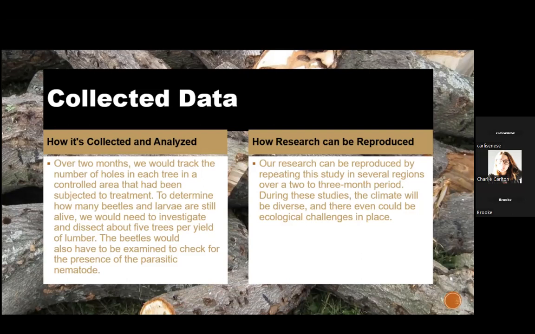And our data would then be analyzed by using graphs that determine how long and how many Asian longhorn beetles and nematodes are collected over the 2-month period of the study. And our research can be reproduced by repeating this study in several regions over a 2 to 3 month period. During these studies, the climate will be diverse, and there even could be ecological challenges in place. Because our research can be reproduced, it is also falsifiable.